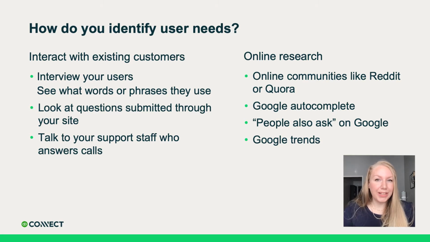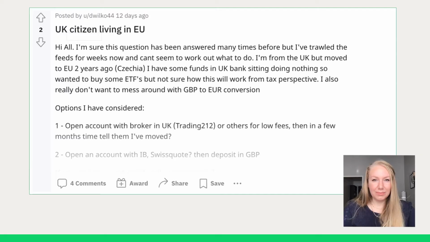The second option is online research. Using communities like Reddit or Quora can provide a goldmine of valuable user questions. You can also use Google's own free tools, like analyzing the autocomplete feature of the search bar and looking at the areas of people also ask for related searches that you've typed in. If these sound a little bit confusing to you, don't panic. We're going to go through some specific examples.